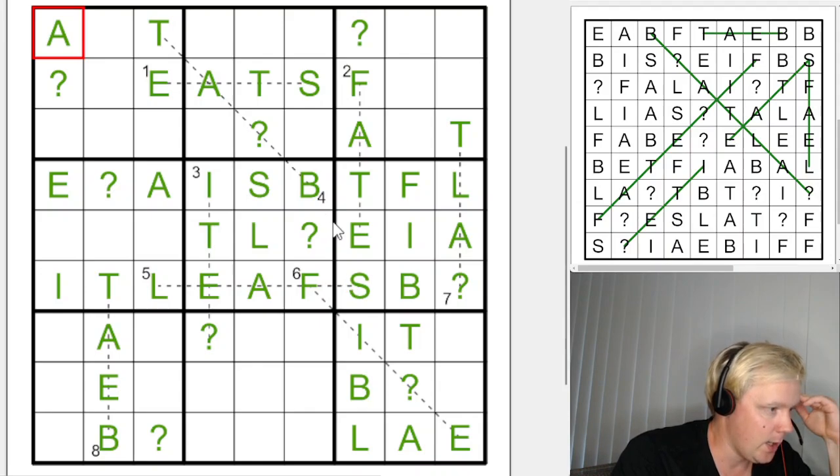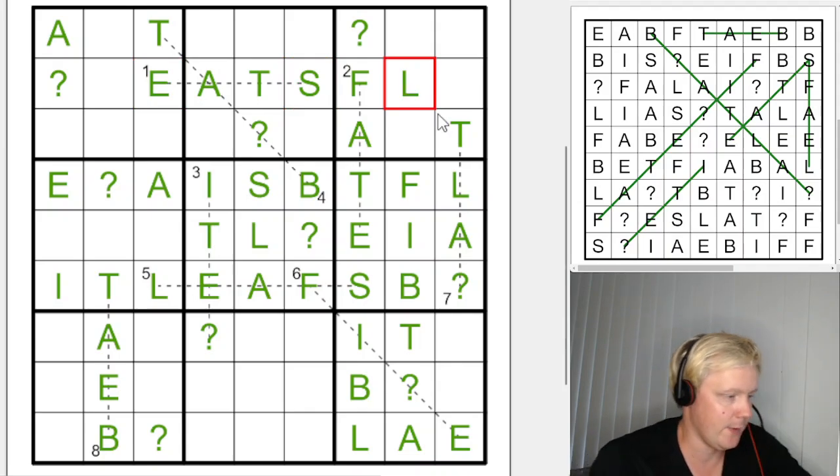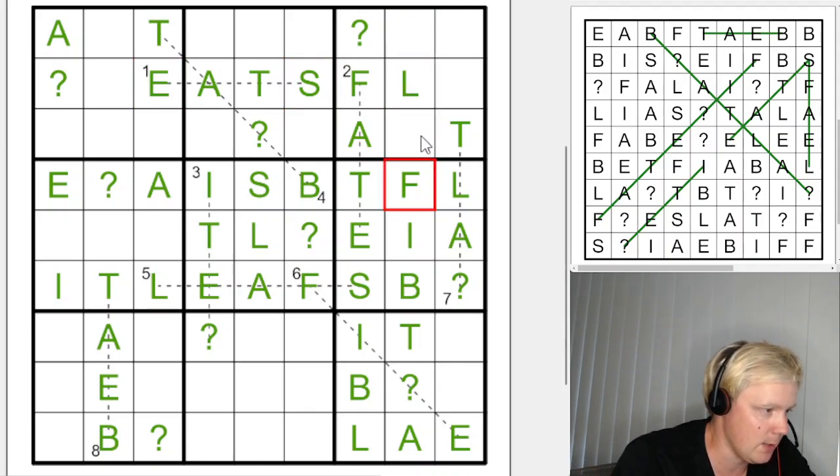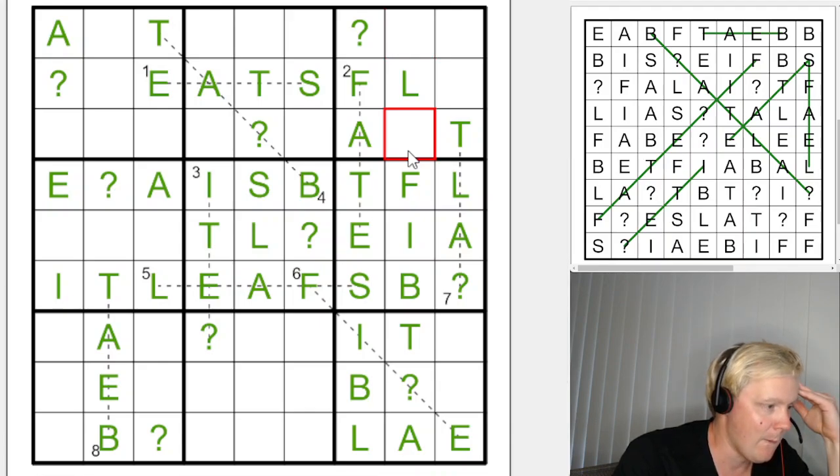Then we need, what else do we need? What about this column? Only 3 missing here. So we need E, L, and S. And E and S can't be here, so L is the only one that can go there. And E and S are in some order here, but we don't know which is which.